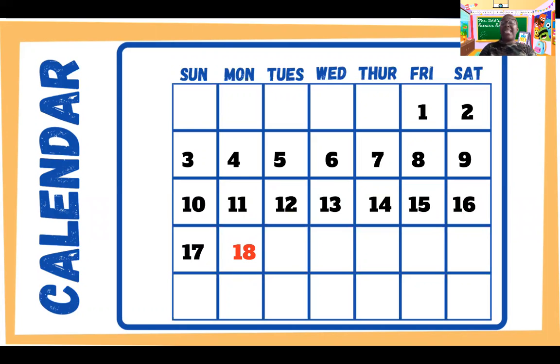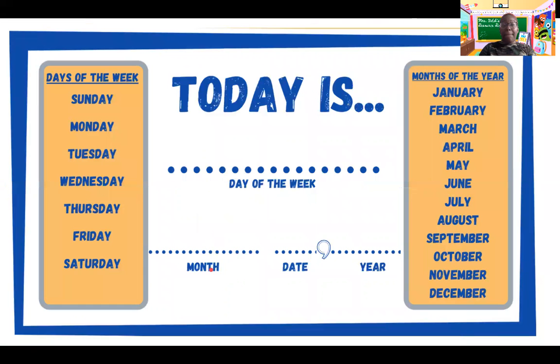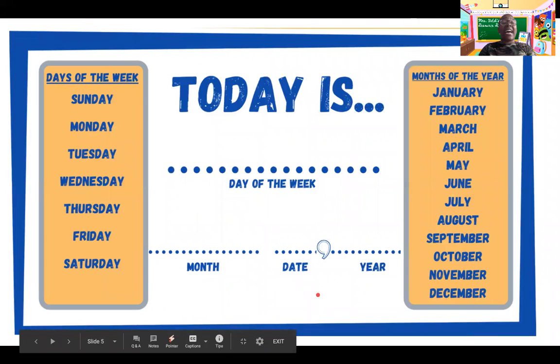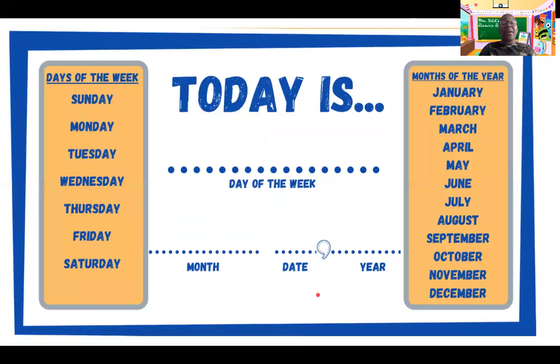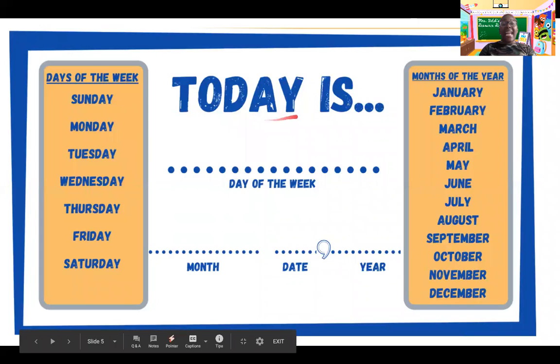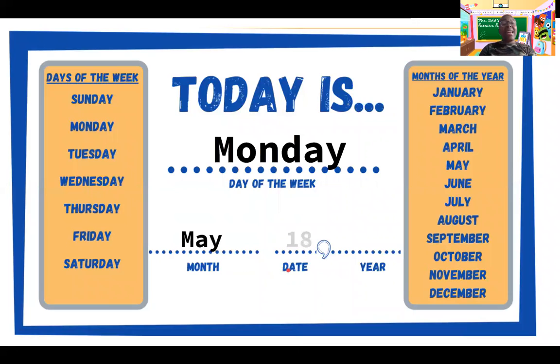Today is the 18th day of the month. Let's say our entire date together. Remember, we start with the day of the week, and then we say the month, the number, date, and then the year. Let's try it. Today is Monday, May 18th, 2020. One more time. Today is Monday, May 18th, 2020.